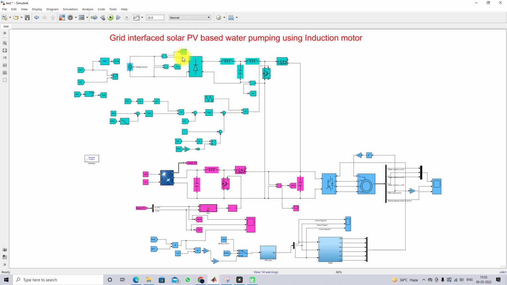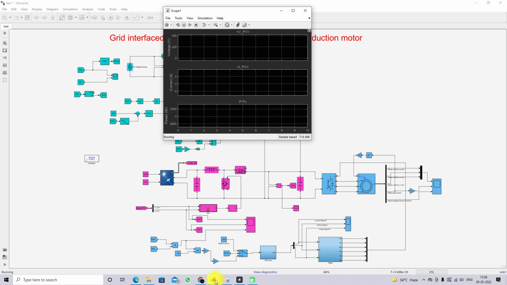peak amplitude equal to 0. That means the system is not supplying power to this, and that means grid is not supplying power to the system, and then only the induction motor will drive based upon the power from the PV, right? So I am going to simulate this one, and then you can see the different results.